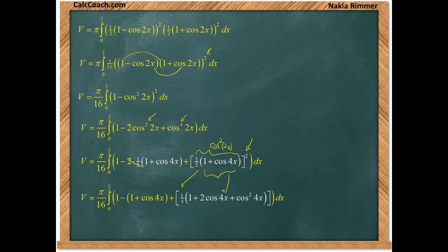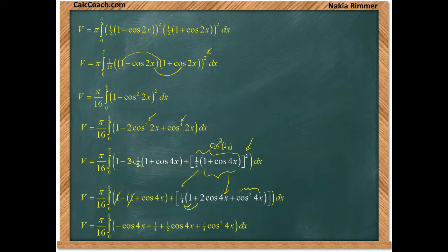And so that guy squared is here. Now, the one last thing we need to worry about is this final cosine squared on 4x. But let's distribute. Let's see where we're at right now. We have 1 minus 1. Hey, those guys are going to cancel out. Minus the cosine on 4x.